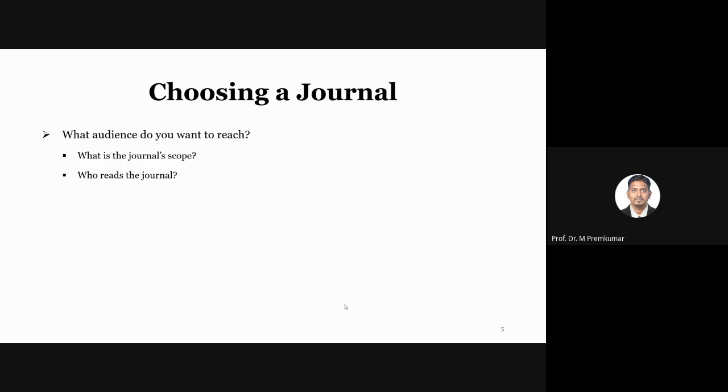The first question is, what audience do you want to reach? What is the journal scope? When you open the journal, obviously the aim and scope button will be there. Just open it, read the journal scope, and check whether your paper falls within the scope of the journal or not. If not, please don't go to that journal. Even if you publish a paper in that journal, it is of no use. If it is within the scope of the journal, yes, you can submit your paper.